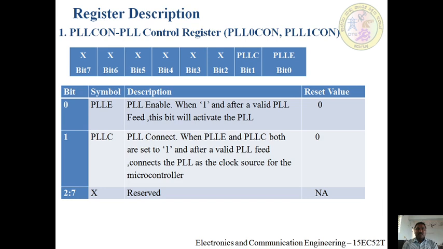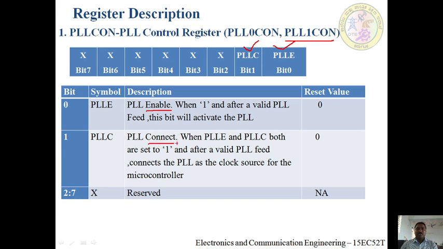Look at this slide. This is the bit format, or the register format, of the PLLCON register. PLLCON is an 8-bit register, and here you can see two sets, PLL0CON and PLL1CON. PLL0CON is the control register for PLL0, and PLL1CON is the control register for PLL1. The PLLCON register for PLL0 and PLL1 contains only two valid bits, PLLC and PLLE. PLLC is nothing but the PLL connect bit. Then PLLE means PLL enable.